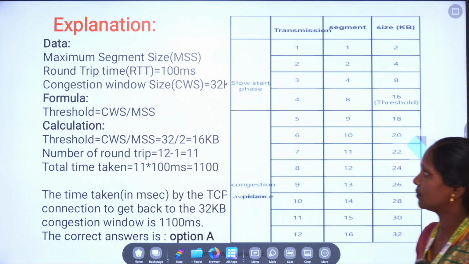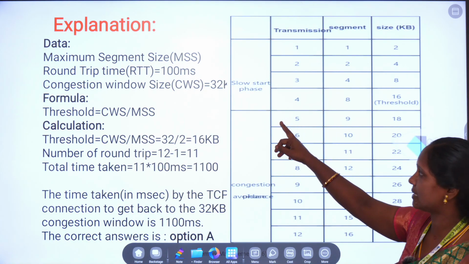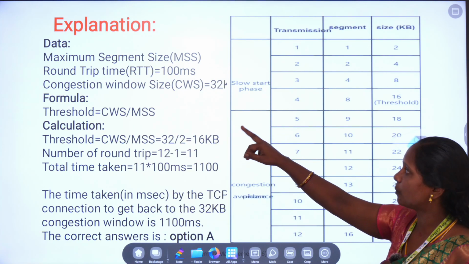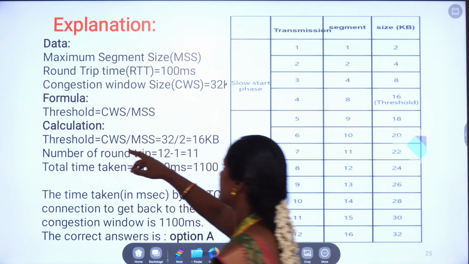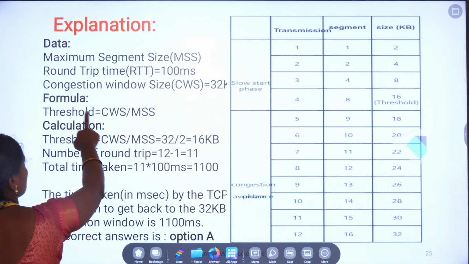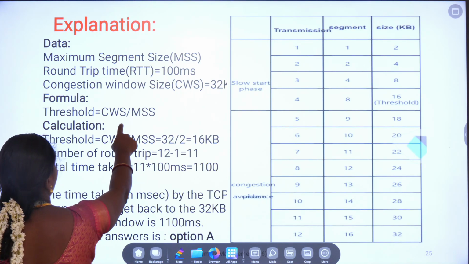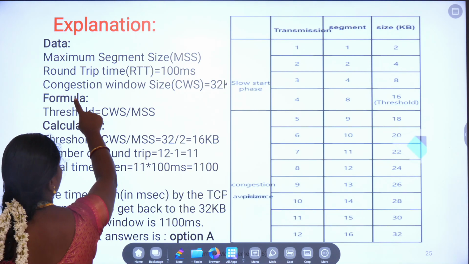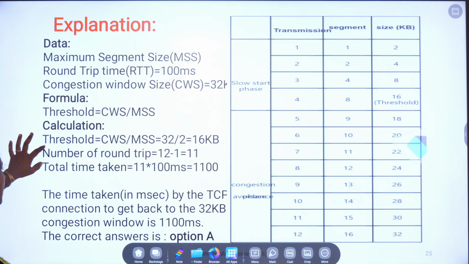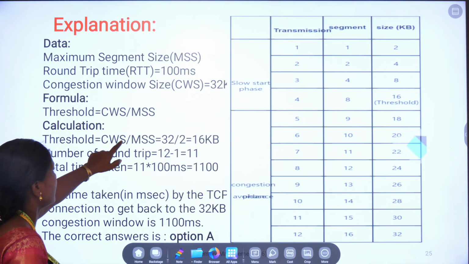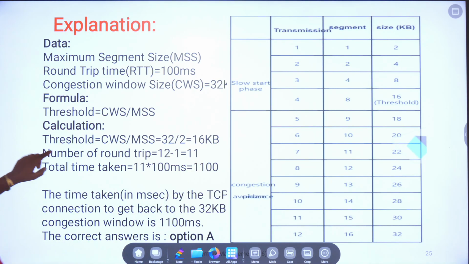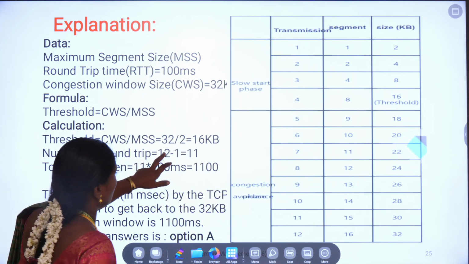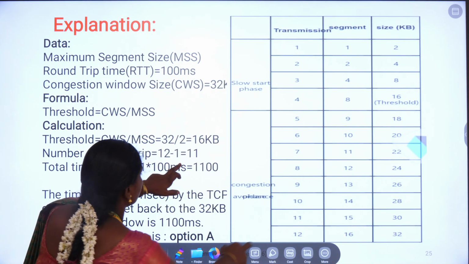We have the given data: maximum segment size, round trip time of 100 milliseconds, and congestion window size of 32 kb. We have a formula for the threshold. CWS means congestion window size, and MSS is the maximum segment size. The threshold equals the congestion window size divided by 2, so 32 divided by 2 equals 16 kb. For the number of round trips, the maximum value is 12, so 12 minus 1 is 11.